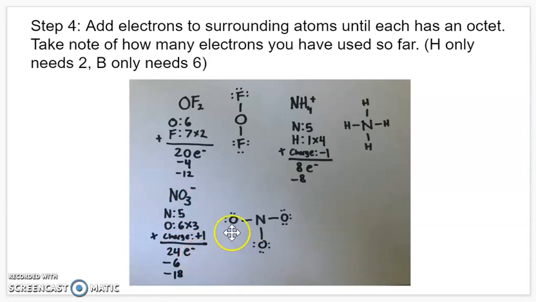So next step, just as a quick note here, in terms of octets, remember that hydrogen only needs 2 to fill its first 1s subshell. Boron is a really weird example. Boron, if it ever comes up, only needs 6 electrons to be satisfied. So just take a note of that.